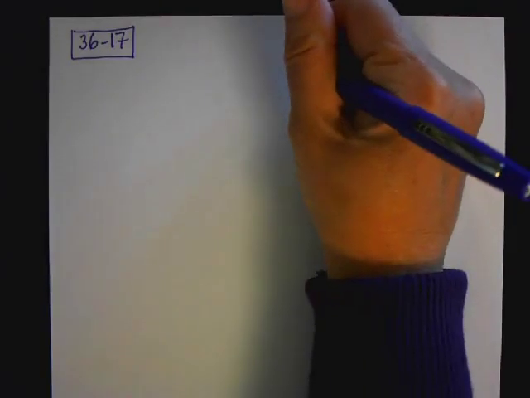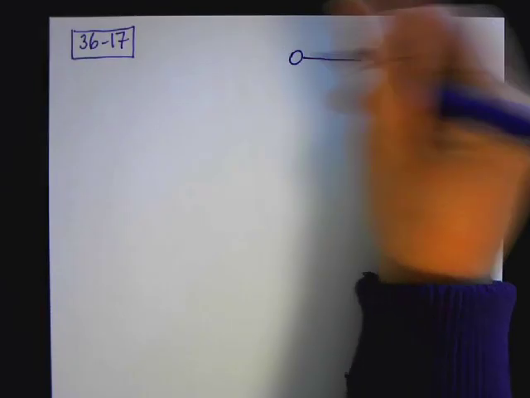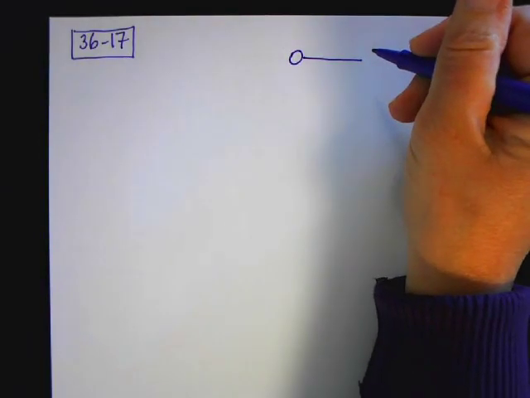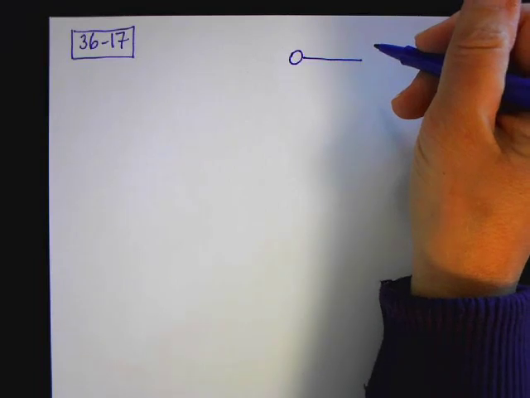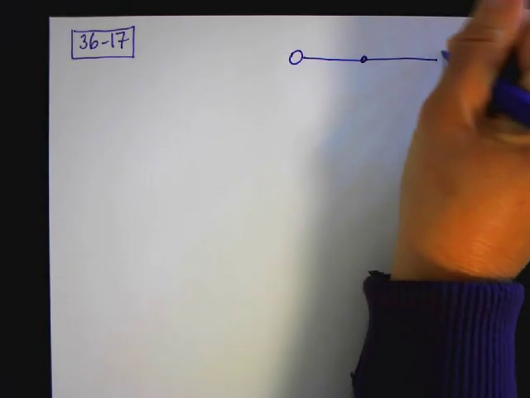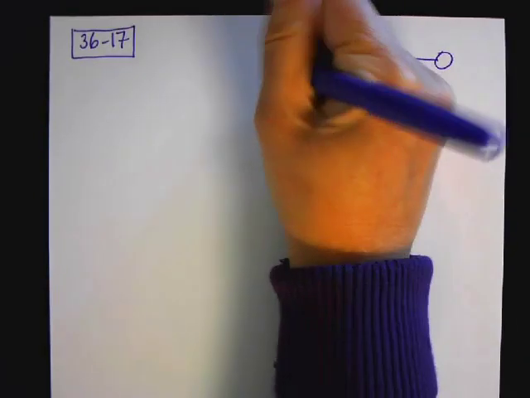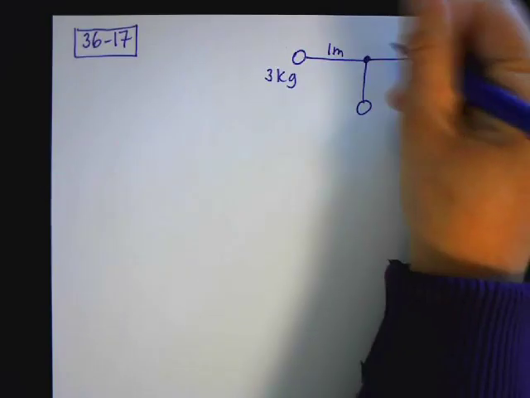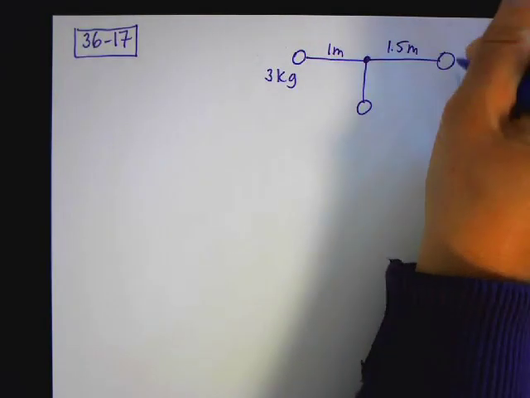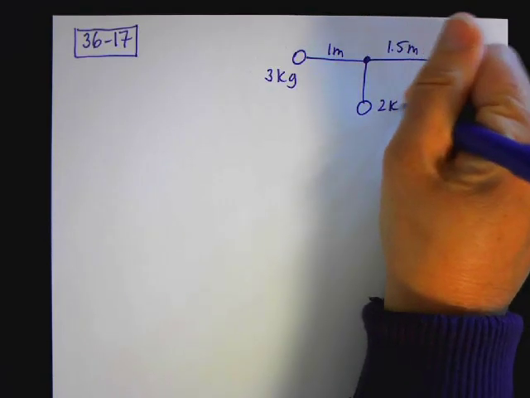Now why is this important? Well, we might be doing other problems where the rods themselves could be, again, like a thin rod, and then that would have a moment of inertia. So this dot is the axis of rotation, and here are our three masses. This is 3 kilograms, this is 1 meter, this is 1.5 meters, this is 4 kilograms, and then this is 2 kilograms, and this is 1 meter.